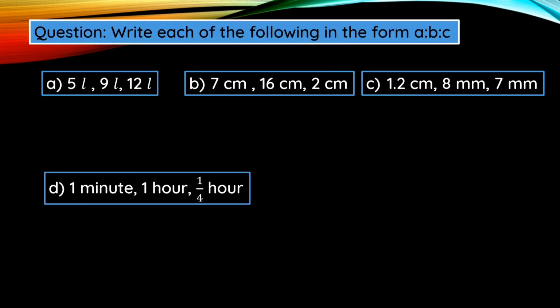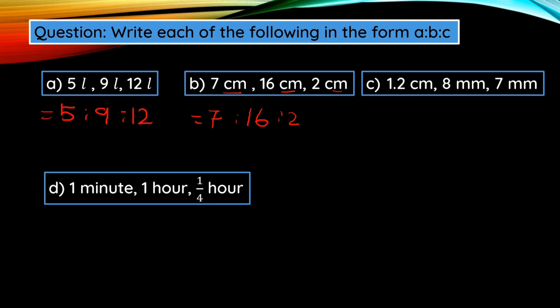Write each of the following in the form of A ratio B ratio C. 5 liter ratio 9 liter ratio 12 liter. Since the units are same, we can directly write 5 ratio 9 ratio 12. For B, we can also see that all units are same, so we can write 7 ratio 16 ratio 12. And this is the simplest form. We cannot divide these numbers to make it simpler.